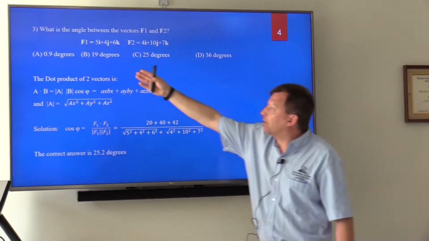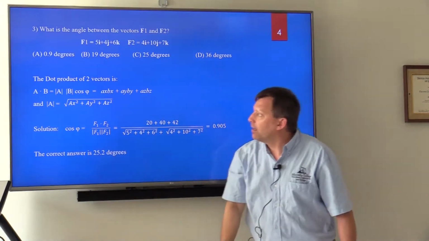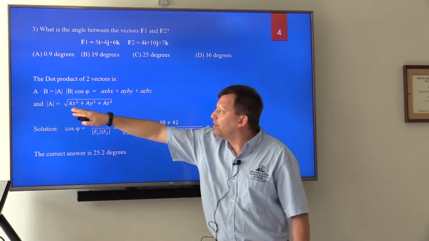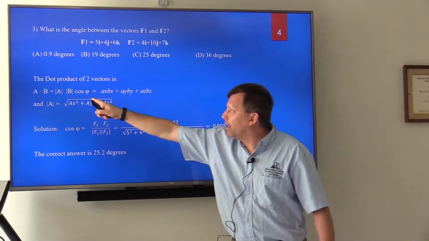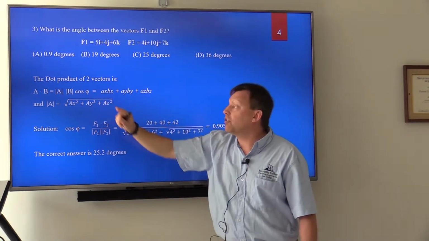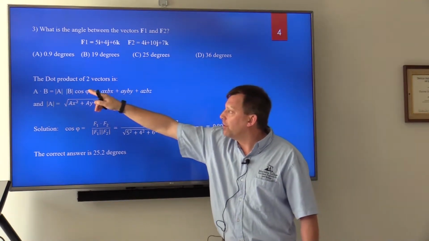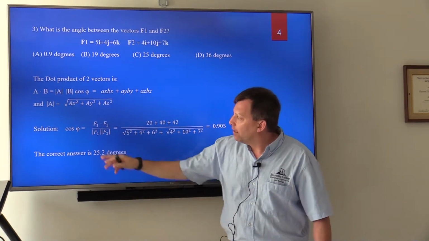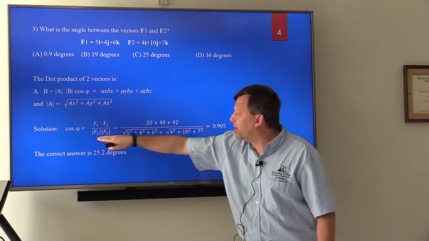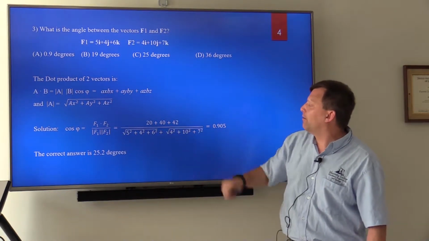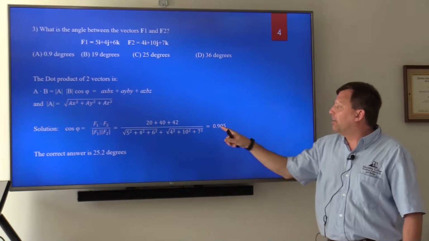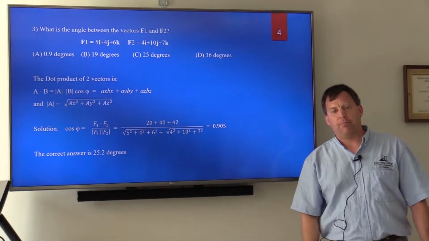So here we have two vectors, f1 and f2. The dot product of two vectors is shown here. It's got a cosine in it, the cosine of an angle. So when you see the words angle between two vectors, you're going to use the dot product. When you put all this in here, you've got your two vectors, and then you've got the square root of the two parts of the vector here, and you come up with 0.905.